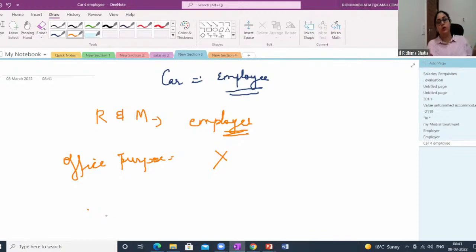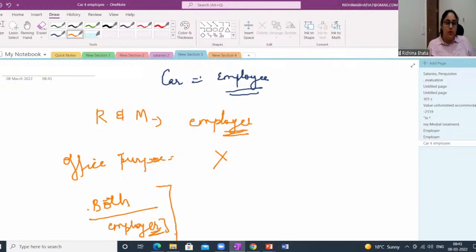When would there be a perquisite? When the gaadi of employee is used for both official and personal purpose, and the running and maintenance is borne by employer, then only perquisite would come into picture. Running and maintenance, gaadi ka petrol, uska service I am getting done. It is your car and you are using it for coming to office and also for personal purpose, right? Now perquisite would come into picture.